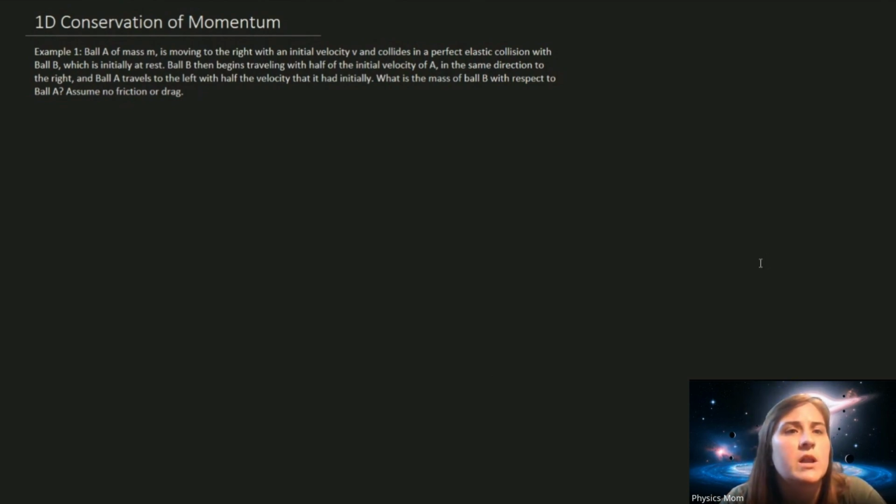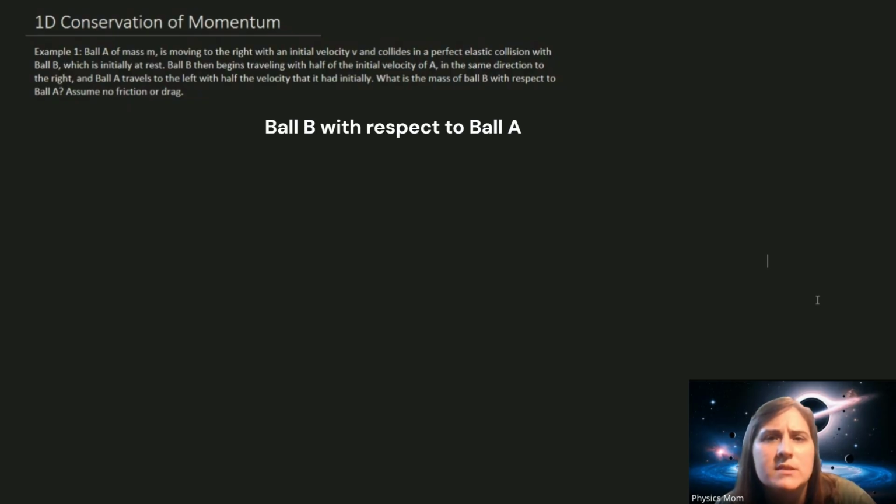So example one: a ball A of mass m is moving to the right with an initial velocity v. We're not given specifics, just variables. It's going to collide in a perfect elastic collision with ball B, which is initially at rest. So that one we are given a number for. If it's at rest, we know it's 0. Ball B then begins to travel with half of the initial velocity of A in the same direction to the right, and ball A travels to the left with half the velocity that it had initially. What is the mass of ball A with respect to ball B, and assume no friction or drag?